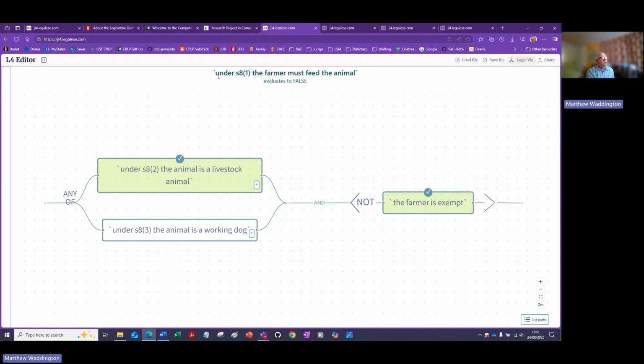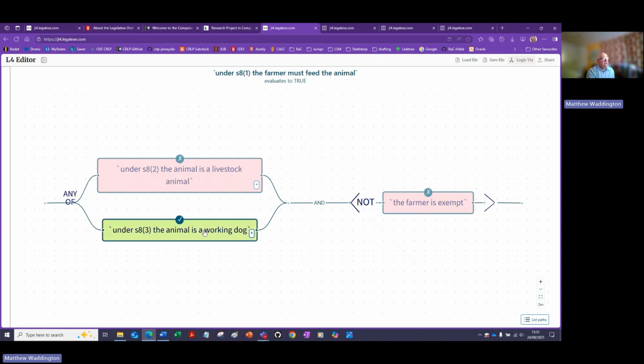So this means it's not true that under section 8.1 the farmer must feed the animal if the animal is a livestock animal but the farmer's exempt. If I click again, you'll see it goes red with an X to show I'm now saying it's not true that the farmer's exempt. And now it's evaluating to true because the animal is a livestock animal and the farmer's not exempt. That means under section 8.1 the farmer must feed the animal. So if I put this to false, it's now unknown because I still haven't done anything with this box down at the bottom, the working dog one.